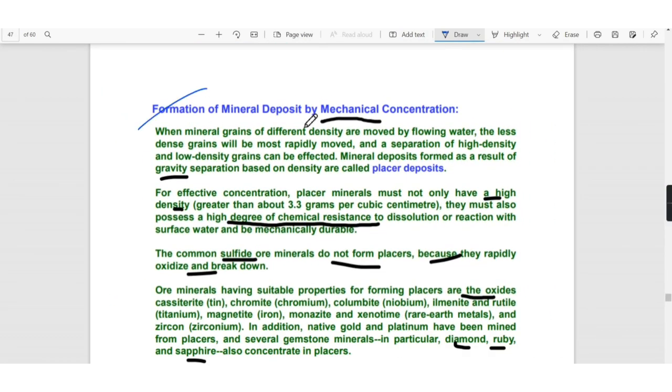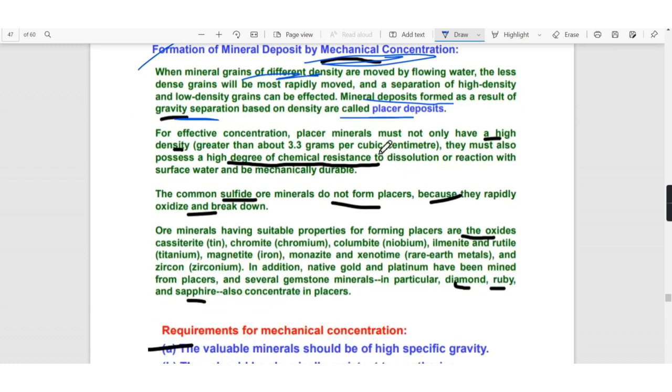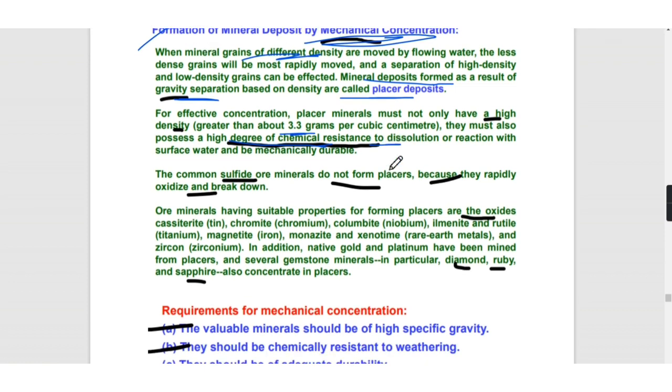So formation of mineral deposit by mechanical concentration. In this, there will be the effect of density of mineral grains. Okay. So mineral deposit formed as a result of gravity separation is called a placer deposit. And there should be high density of that mineral, which should be 3.3 gram per cubic centimeter. Also there should be a high degree of chemical resistance to dissolution. Okay, meaning it should not dissolve in any chemical.